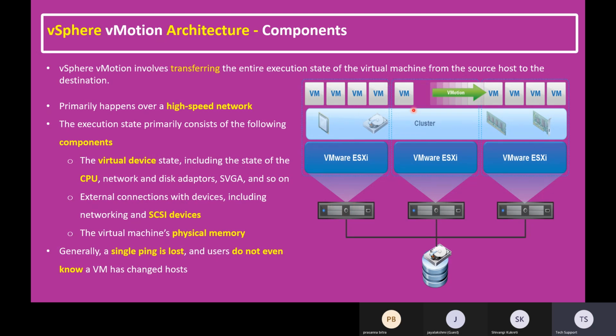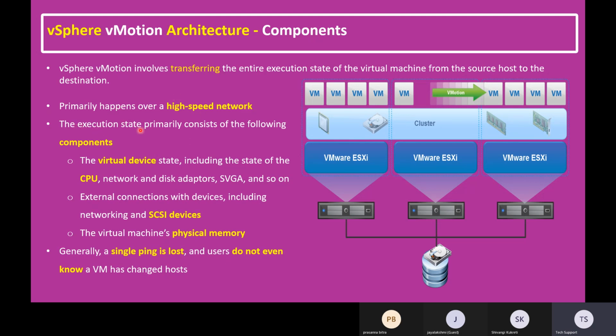So you can migrate in two methods. Either you can perform vMotion manually, or if you want to perform vMotion automatically, you can enable the cluster level DRS feature. Okay, those are the main components in our vMotion architecture. Let's talk about a few points here. vMotion involves transferring the entire execution state of the virtual machine from the source host to the destination, and primarily happens over the high speed network.